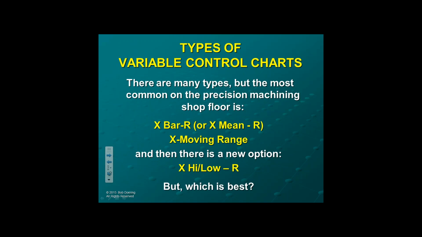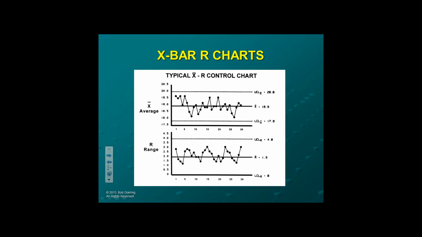Now, there's a couple of charting methodologies we can look at. We see them on the shop floor, but let's see which one is actually the best. We have the X-bar and R, the individual moving range, and there's a new one I want to show you today, not really too new, but it might be new to you, called the X-hilo R. Well, which is the best? Well, let's look at the standard X-bar and R control chart. We're all fairly familiar with that.